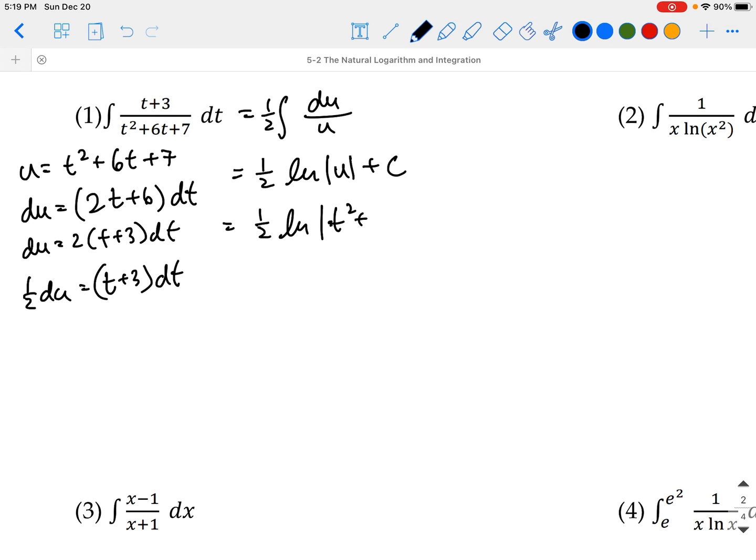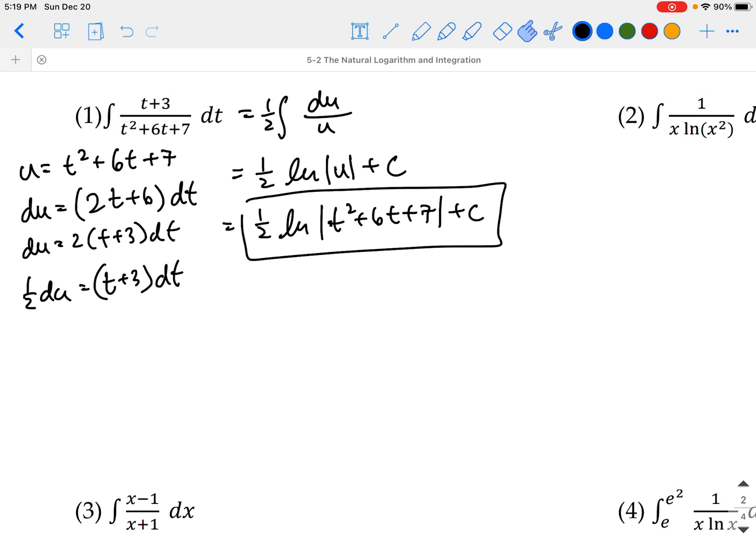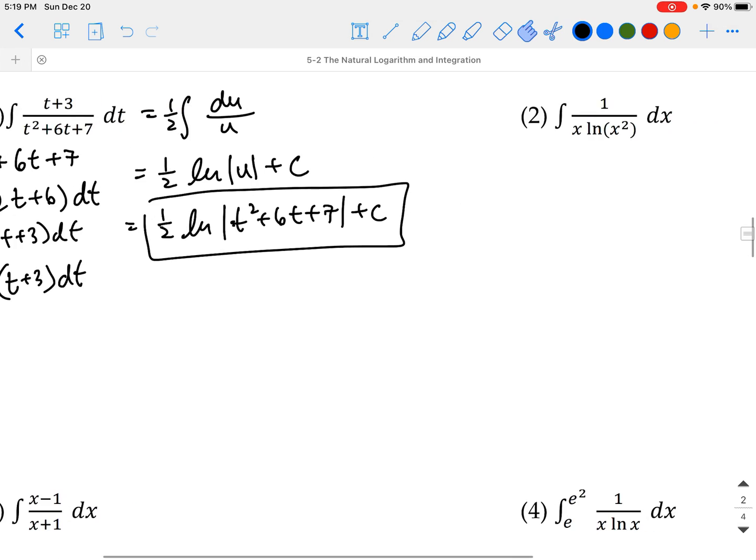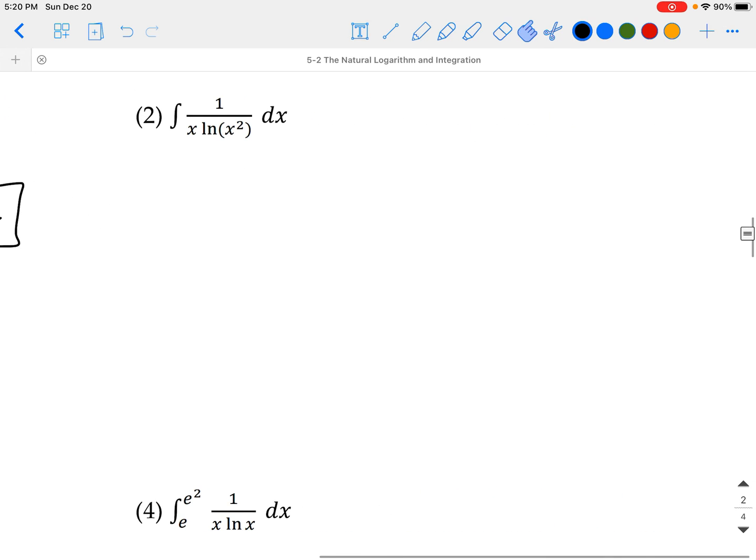are quadratic. And again, we'll leave the absolute values unless we know for sure that we don't have any possible negative numbers. So this function could have negative numbers, the quadratic, so we will leave it with absolute values. All right, so we can do the same thing for the second example here.